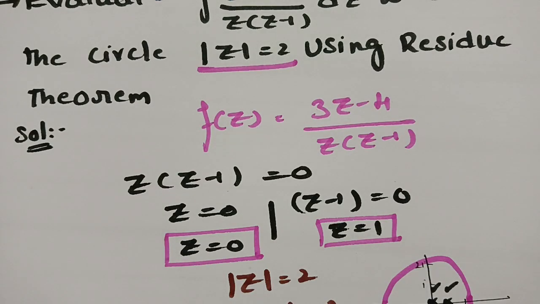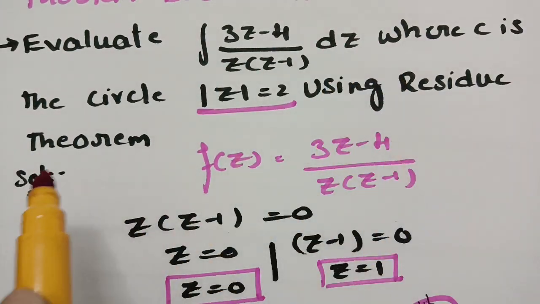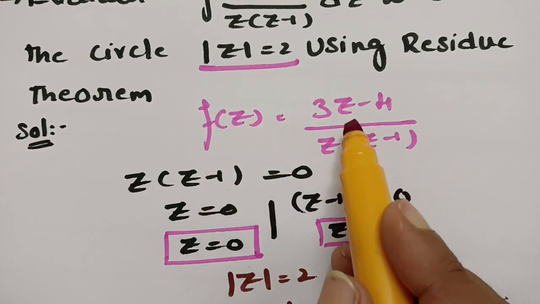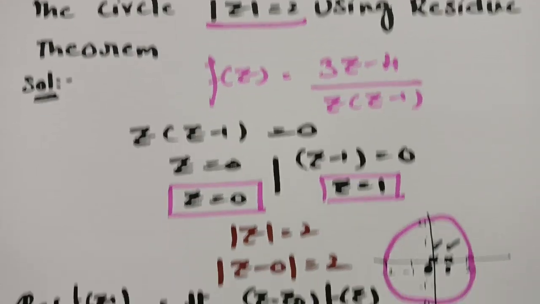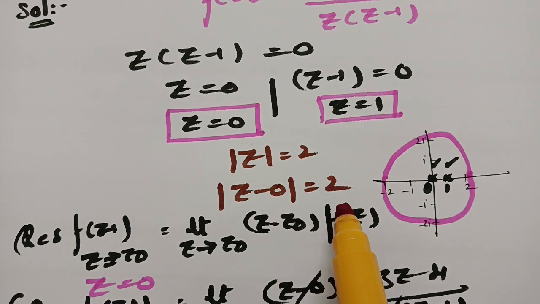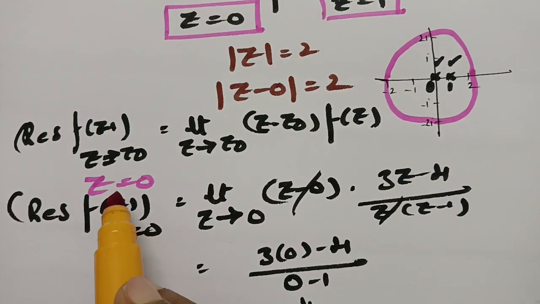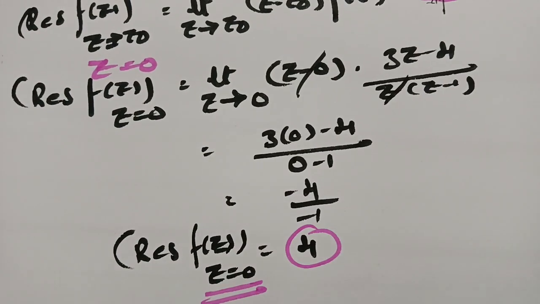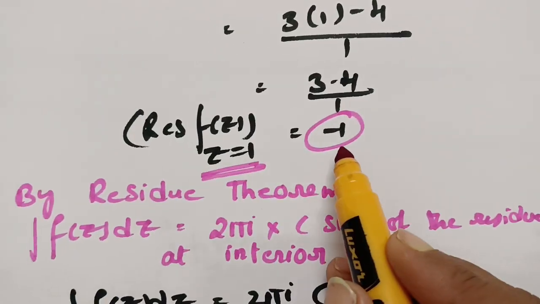Let me explain once again. Here we have to evaluate the integral of f of z dz, where C is a circle, mod z equal to 2, using the residue theorem. I have taken f of z from this function, and after finding the poles by equating the denominator to 0, we got two poles, z equal to 0 and z equal to 1. Here the contour is given as a circle with center 0 and radius 2, and therefore 0 and 1 are within the circle, so we have to find the residue value at the pole z equal to 0, and we got the value as 4, and at the pole z equal to 1, the residue value is minus 1.